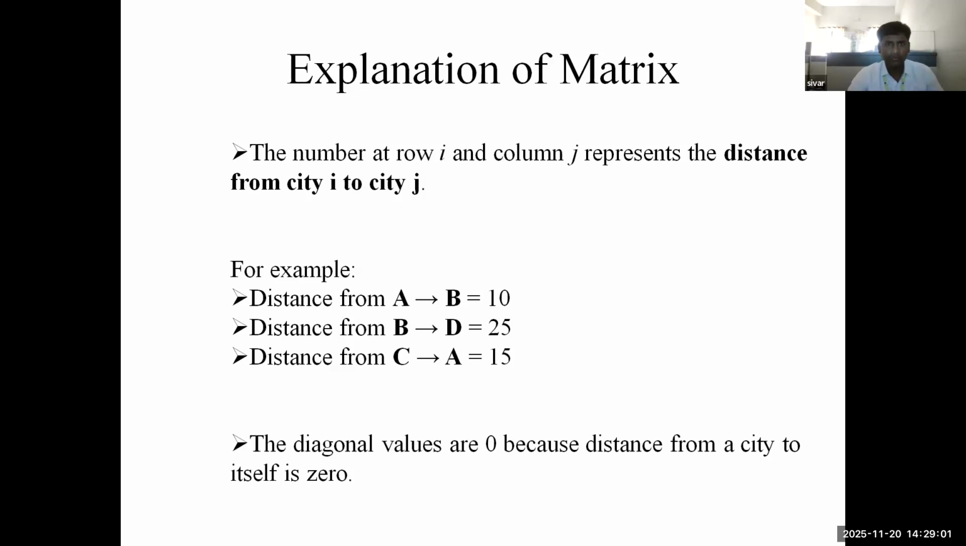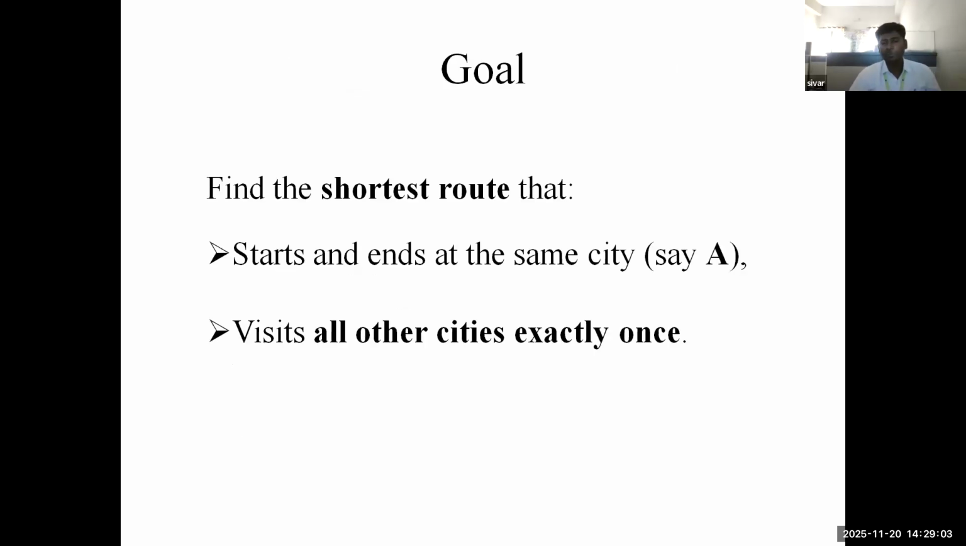Next is the goal of the traveling salesperson problem. What is the goal of the traveling salesperson problem? Here the main goal is that the starting and ending vertex are the same city. Suppose, for example, I assume that A is the starting city. The ending city and starting city are the same. The next goal is to visit all the other cities exactly one time.